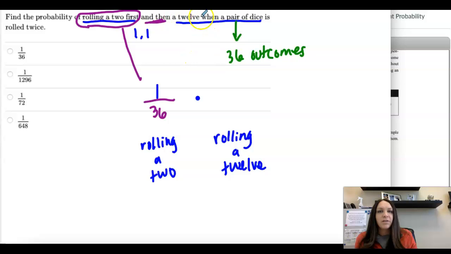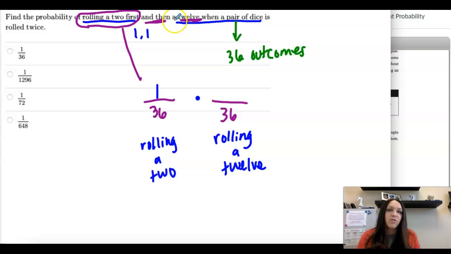For the 12, there are still 36 outcomes. Now we have to think, how many different ways can you roll a 12? If you need to go back and look at your old notes, that's okay. But there's only one way to roll a 12 too. It's a 6 and a 6, because that's as high as the dice goes, up to 6. So two 6s is a 12. That's the only way.